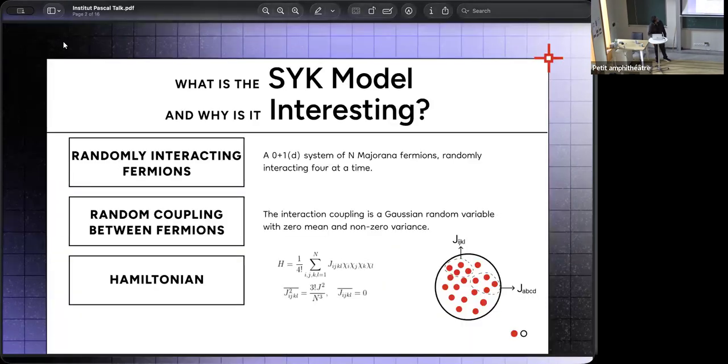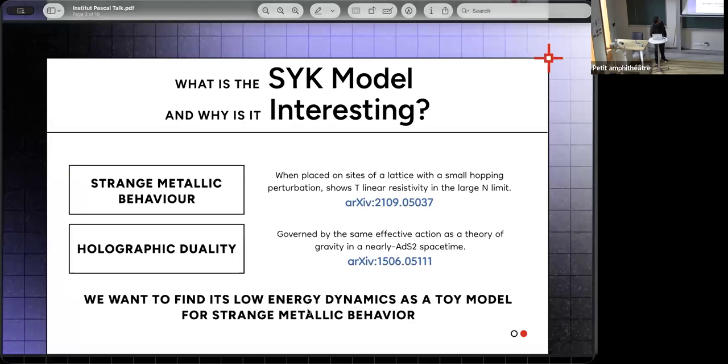So firstly, what is the SYK model and why is it interesting? The SYK model is a 0+1 dimensional system of N Majorana fermions, which are randomly interacting 4 at a time. You can see that from the image at the bottom right. The coupling between these fermions is a Gaussian random variable with 0 mean and non-zero variance. You can see that from the Hamiltonian expression over there, where this J has 0 mean and a non-zero variance.